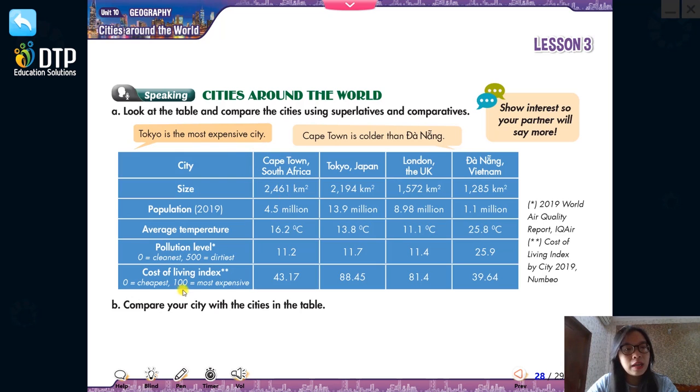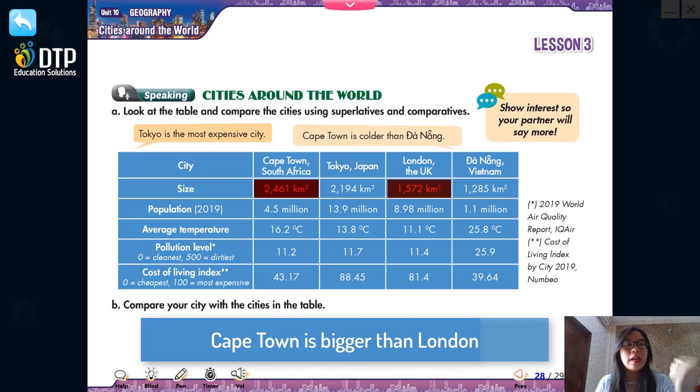Why? What am I looking at? The cost of living index in Tokyo is the highest. Okay? So we will say Tokyo is the most expensive city. So, what is the cheapest city? Right, very good. Da Nang is the cheapest city. Okay. Now, can you compare between Cape Town City and London about the size? Right, if we compare Cape Town and London, what sentence will we make? Very good. We have Cape Town is bigger than London.